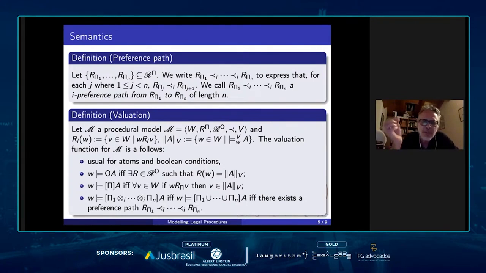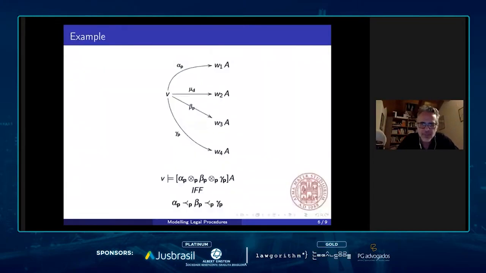So it's a very simple extension of PDL where you basically have a box where you have a preference among the different actions in the box operator. And this allows for capturing the order among options in a workflow. You basically have a parallel choice, and you may have an order among the different options in the legal procedure.